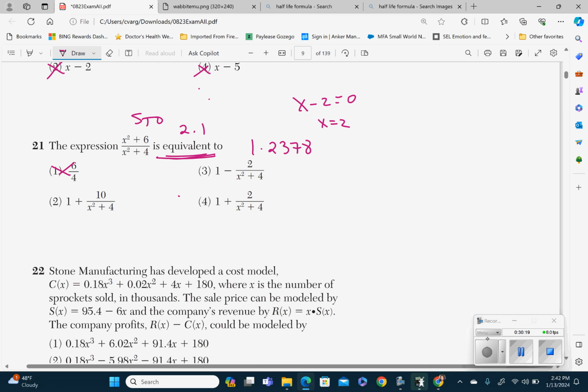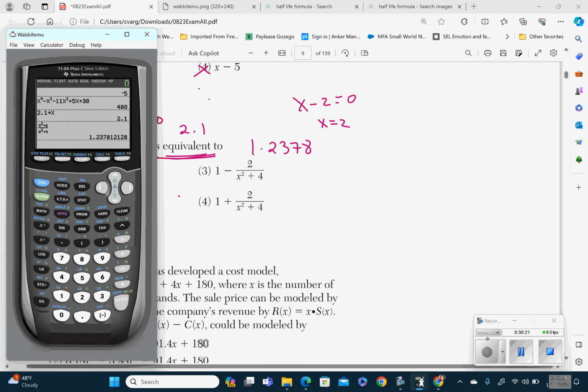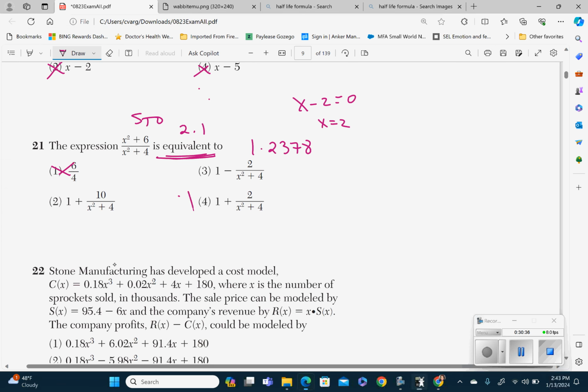And if I plug in each of the other ones, the one that gives it to me is going to be option number 4. Let me just show you that. Alpha y equals option number 1, 2 over x squared plus 4. And if I hit enter, I'm going to get the same thing, right? And again, I'm looking for what gives me that same value, because it says is equivalent to.